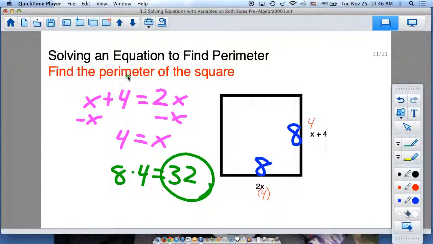Hopefully now you understand solving equations with variables on both sides. And you can see how easy it is if you follow each problem step by step and show all of your work.